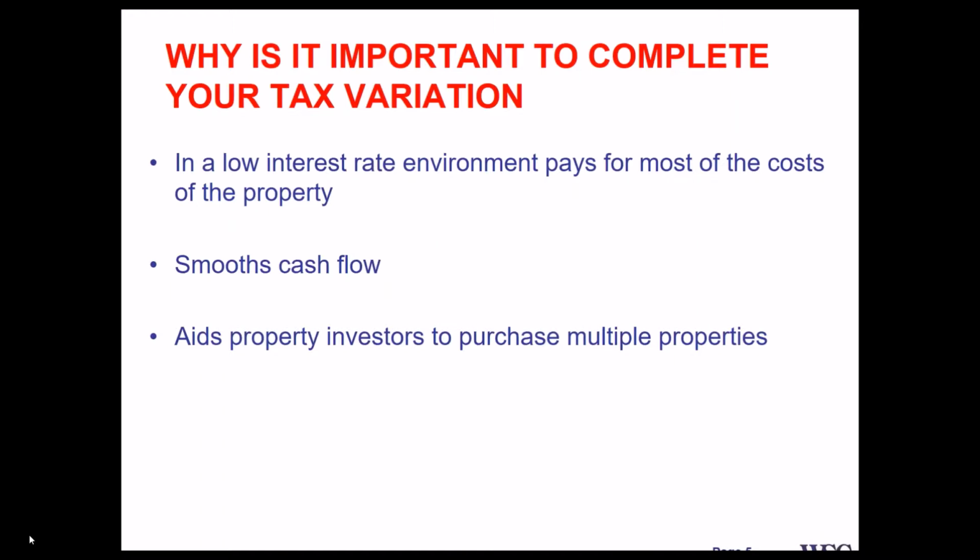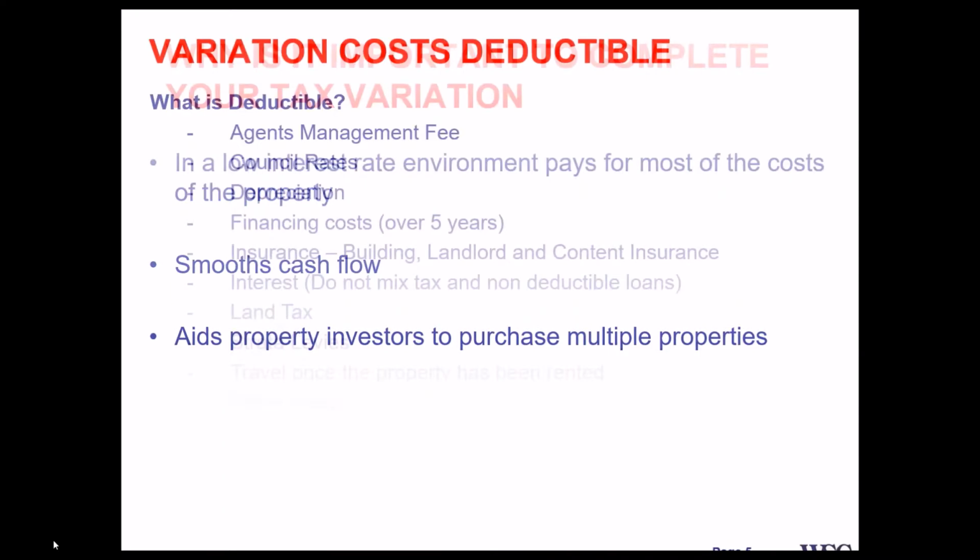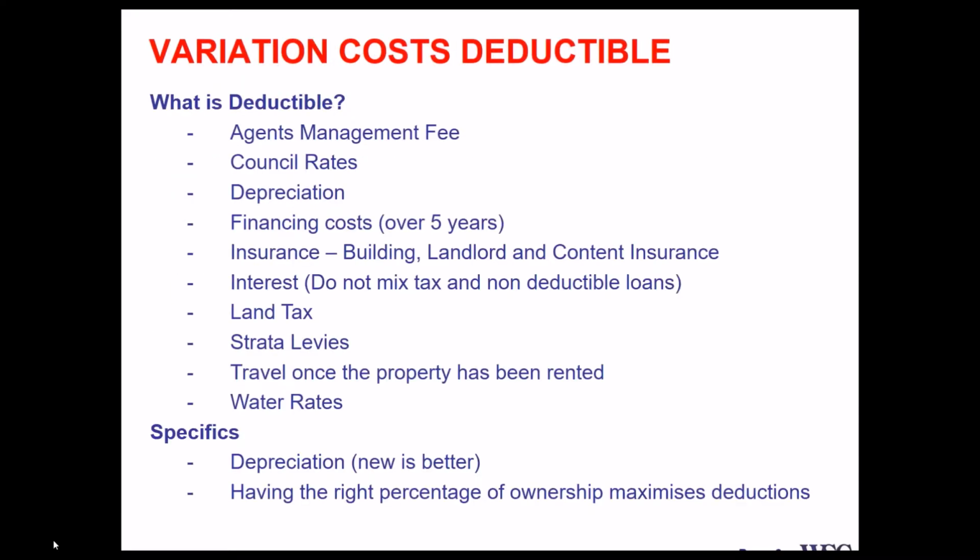But when you've got more than one property, it's really hard to cash flow these properties, even at low interest rates, unless you have a tax variation in place. Now, we're just talking generally, and this is just going back to some of the basics of property tax. What is deductible? When we're looking at your income less your deductible costs in formulating the tax benefits to go into your tax variation.